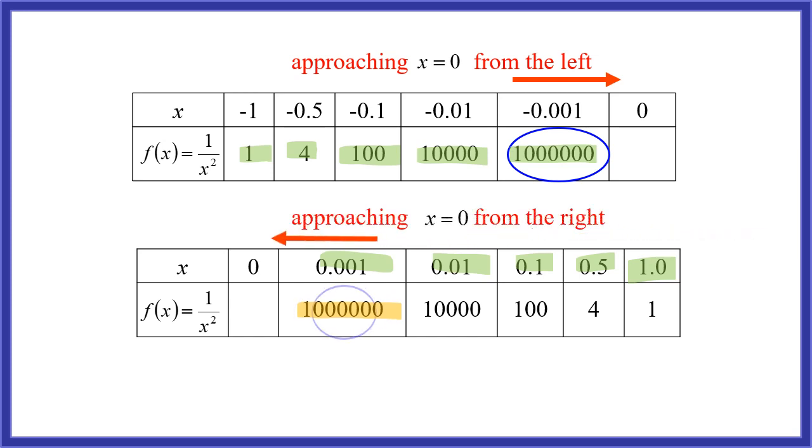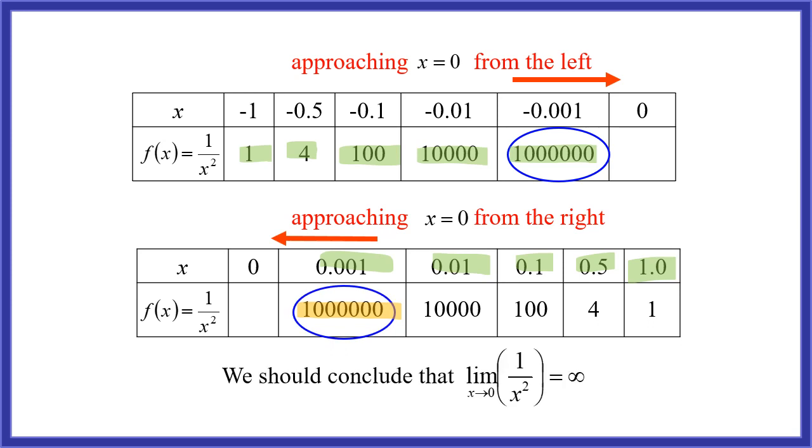Okay, we should conclude that the limit of 1 over x squared as x approaches 0 is actually approaching infinity. So that's why we give the answer of infinity for this question.